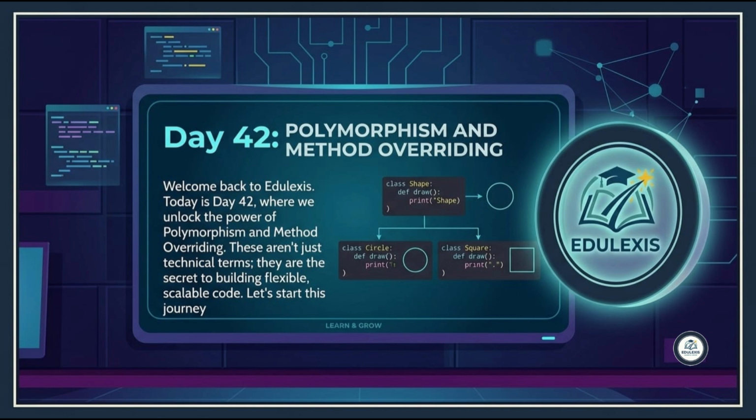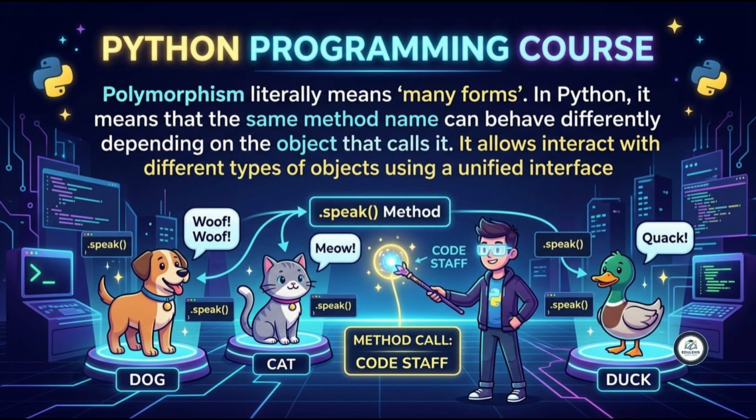Let's start this journey. Polymorphism literally means "many forms." In Python, it means that the same method name can behave differently depending on the object that calls it. It allows us to interact with different types of objects using a unified interface.